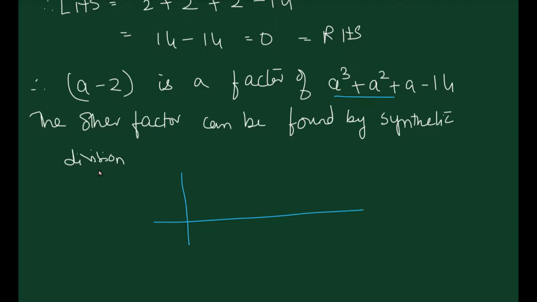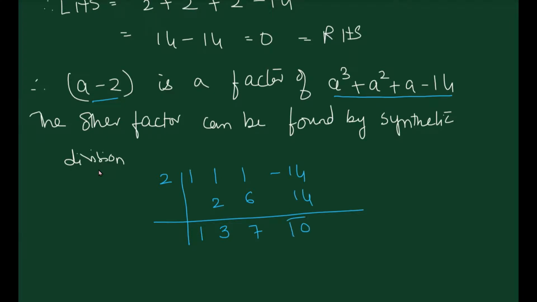We take the given expression, in this case this expression, write the coefficients over here. Now a cube is considered as a variable, so coefficient of a cube is 1, a square is again plus 1, a again 1, and minus 14 is written as it is. Over here we write, see, from a minus 2 we get a is equal to 2, so we put 2 over here. Then if you remember, 1 is written as it is down, then 2 ones are 2 is written over here, 2 plus 1, 3, 3 twos are 6, 6 plus 1 becomes 7, and 7 twos are 14.